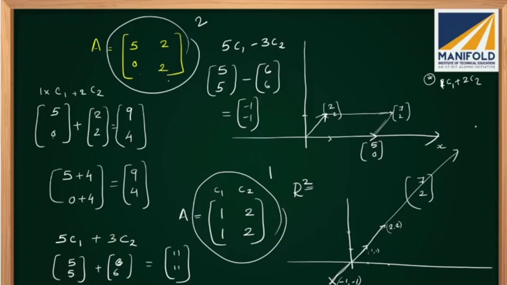So this is about spanning a one-dimensional space. This is about the matrix. First matrix is about spanning a two-dimensional space. Now I hope it is clear.